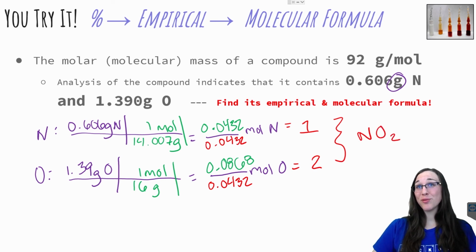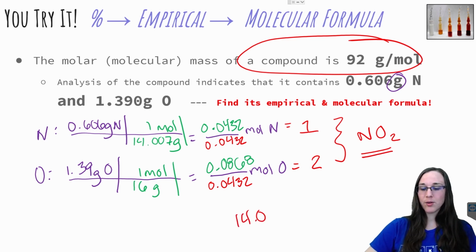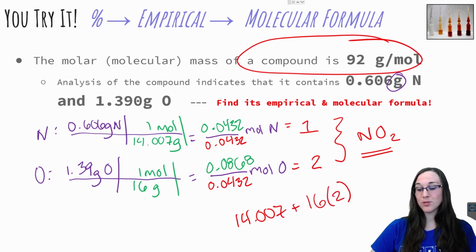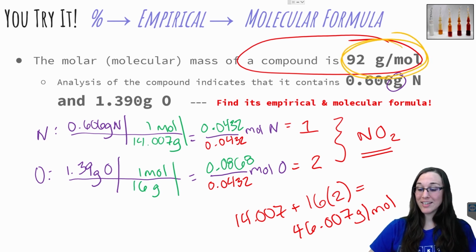Now let's figure out the molecular formula. It could still be NO2, but we have to double check given our mass of the actual molecule. Our molecular mass is 92 grams per mole. First, let's figure out what the empirical formula's mass is. We have 1 N, that's 14.007, plus 2 oxygens. Each oxygen brings 16, so times 2. When we plug that into our calculator, we end up with an overall empirical formula mass of 46.007 grams per mole. Our next step is to take our molecular mass, our given, and divide it by the mass we just calculated for our empirical formula.